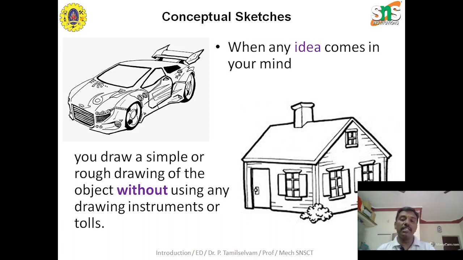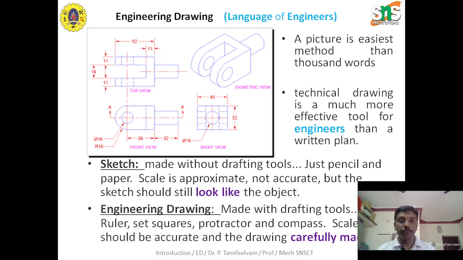When an idea comes into mind, it has to be captured, whether it is an automobile or a house. It is drawn as a very simple, rough drawing of the object without using any drawing instruments or tools, so that we can easily reflect our conceptual idea. This is engineering drawing. Engineering drawing is termed the language of engineers. A picture is an easier method than conveying in 1,000 words, and it should be conveyed with tools, so that we are able to get all the details like the size, how the shape is different, and all the interior details also will be embedded into it.